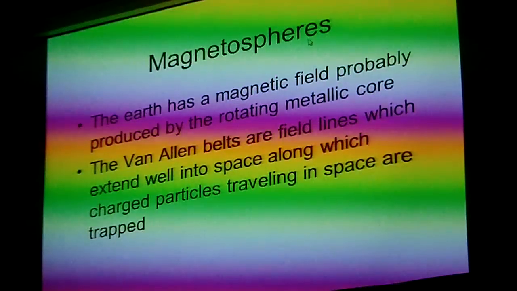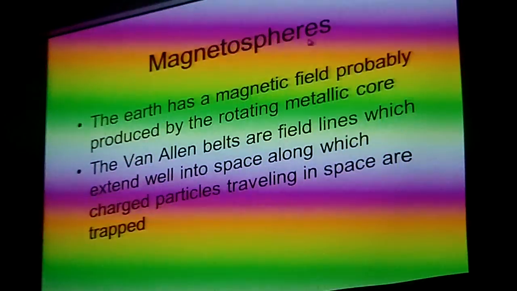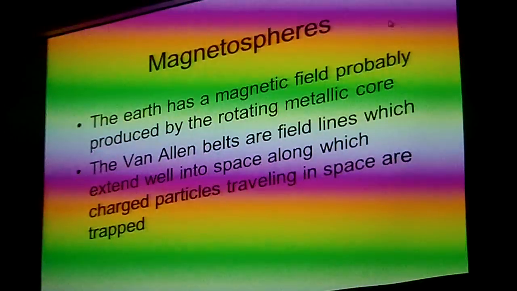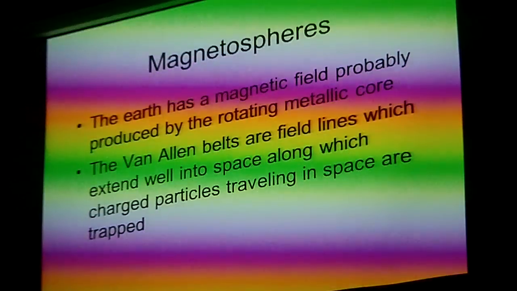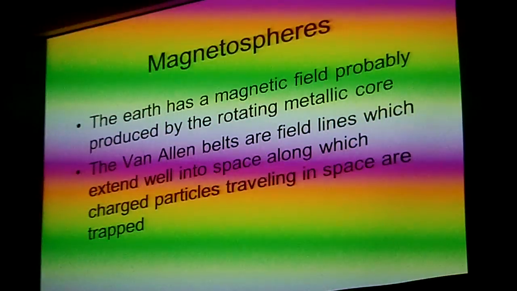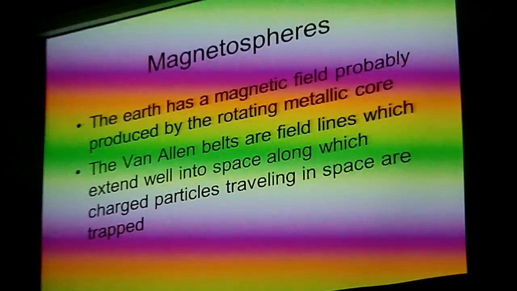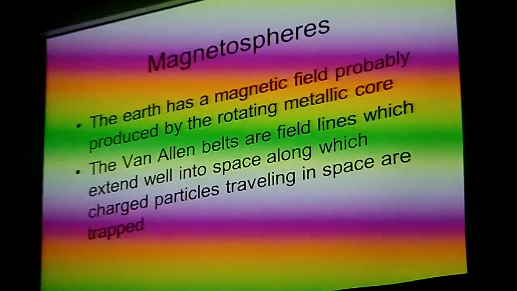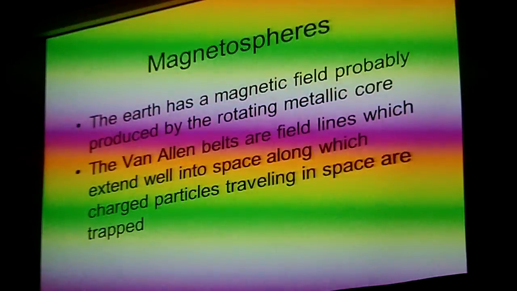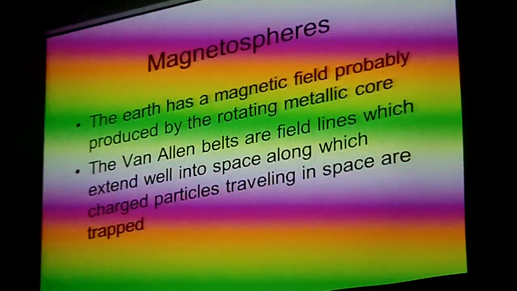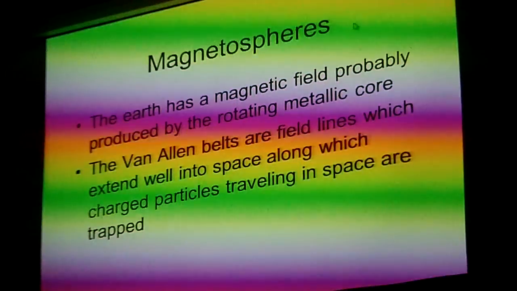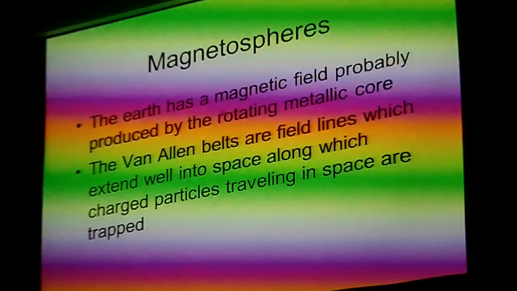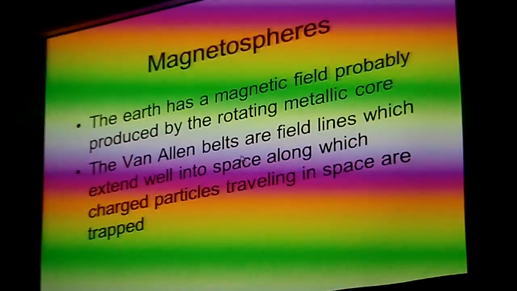What about the magnetospheres? Anytime that you have a bunch of metal moving around, you'll create a magnetic field. And that's exactly what the inside of the Earth has. Liquid metal that swirls around. It's our outer core of the Earth. And this rotating metallic core produces a magnetic field around the Earth.